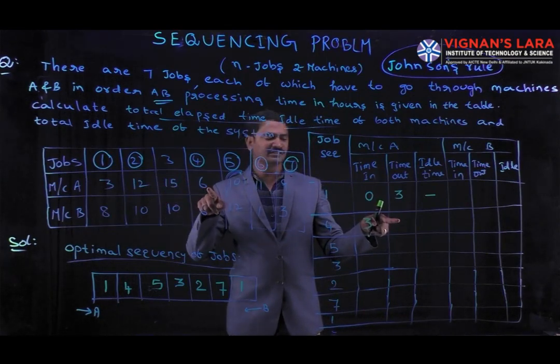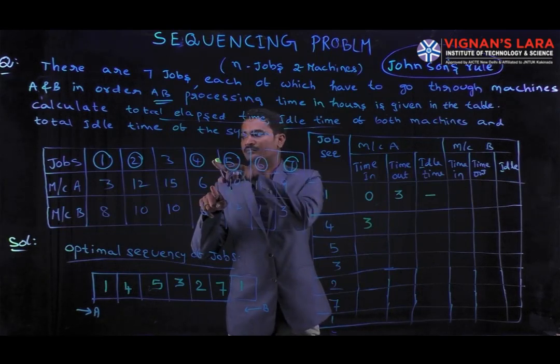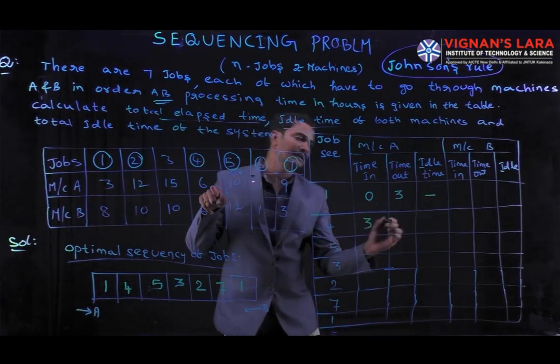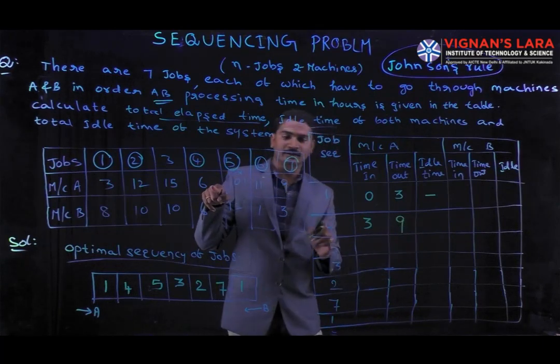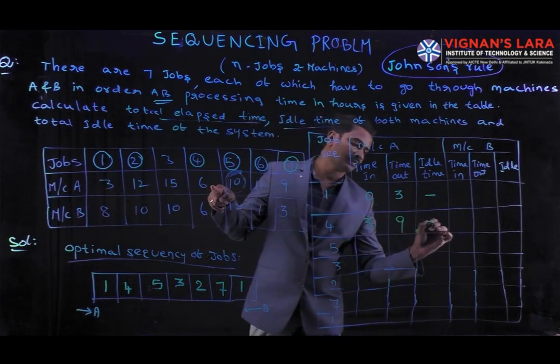It will take the processing time. For the 4th job, 6 hours were taken. Machine A is working on the 4th job for 6 hours. We started at the 3rd hour, so 6 plus 3 is 9. Okay, the next job's time out is at the 9th hour. Here there is no idle time.